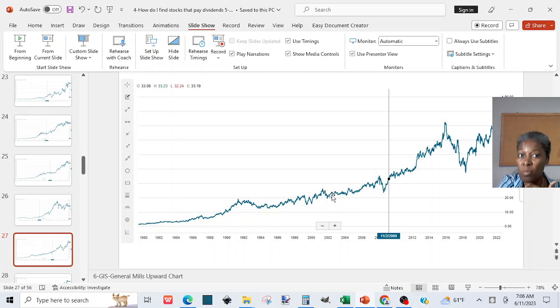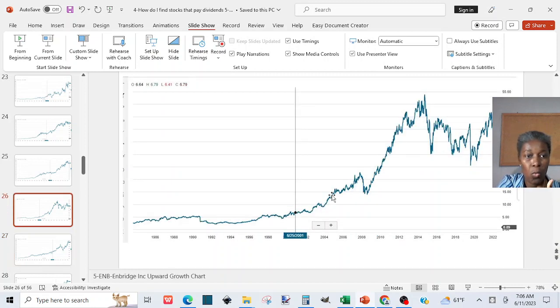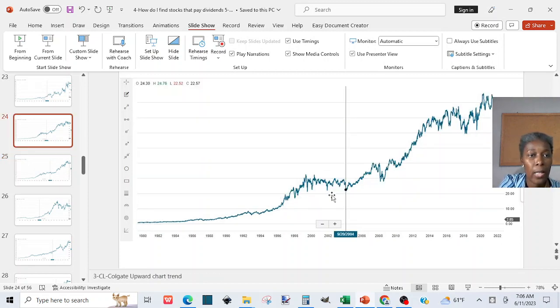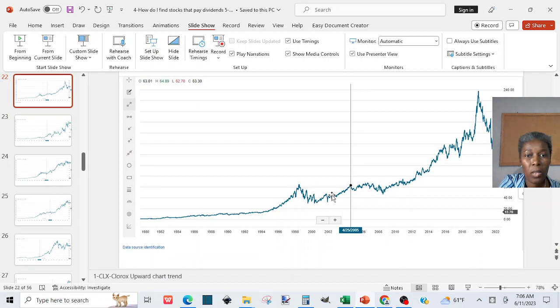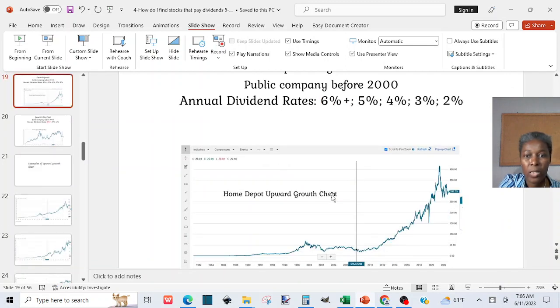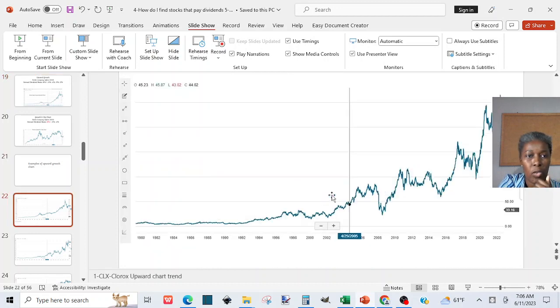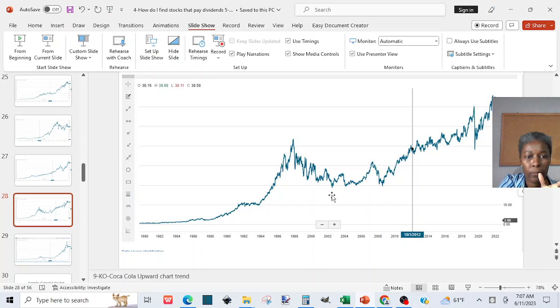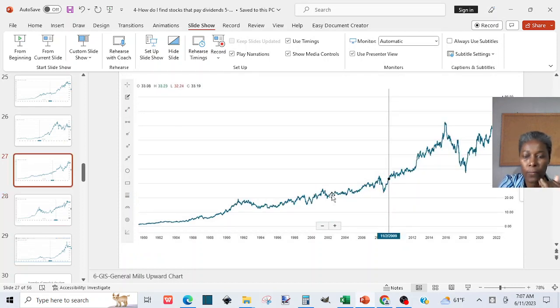There are some charts that I really like to see, and General Mills is a good one, but more importantly, Johnson & Johnson is the best one. And I think Home Depot, this is Clorox. Clorox is a good one as well. And yeah, Home Depot is a good one. So you can just soak in some images of those growth charts to compare the stock you are searching, their chart to those charts, if that makes sense.